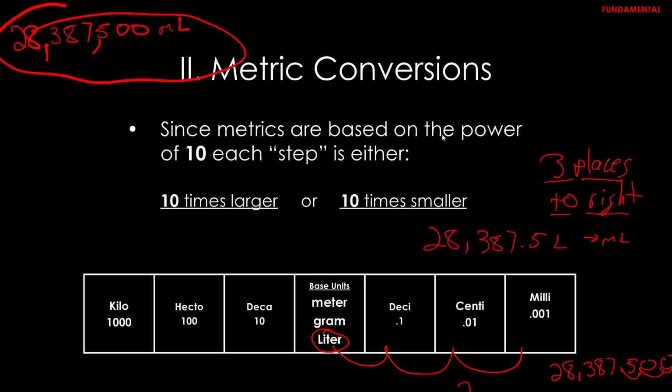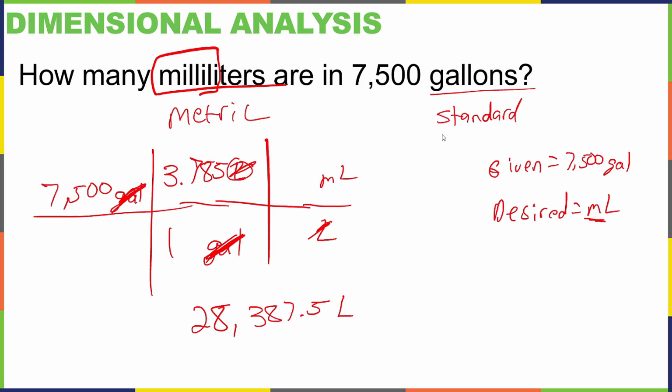Again, we converted gallons to liters. We're going from English Standard to the metric, so we need to use dimensional analysis. But now that we're in liters, we can just go back to that little chart and move it over 3 places to the right to milliliters to get our 28,387,500 milliliters. All right?